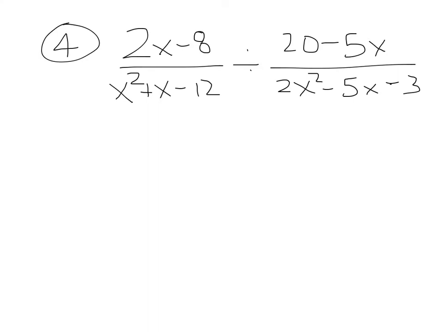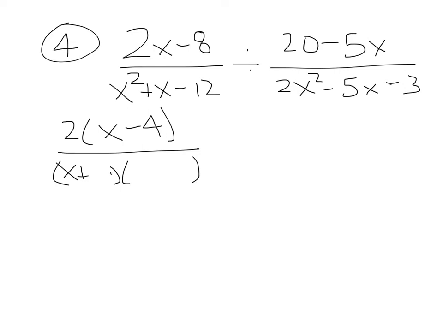When dividing, I'm going to KCF, that's keep, change, flip, and as I do so, I'm going to factor. So I'm keeping the first fraction and factoring the 2x minus 8, taking out a GCF of 2, I'm left with x minus 4. In the denominator, that's a trinomial, x plus 4, x minus 3. I'm going to change, there's the change, I'm changing the division to multiplication, and I'm going to flip, so that 20 minus 5x is going to the denominator, and I'm going to factor out a GCF of 5.